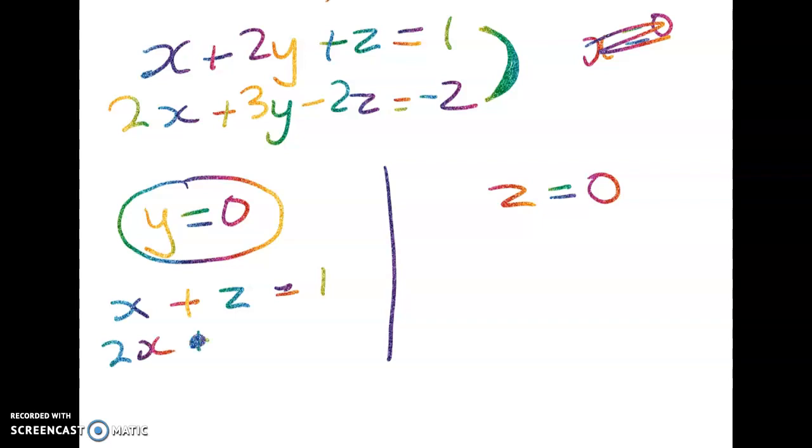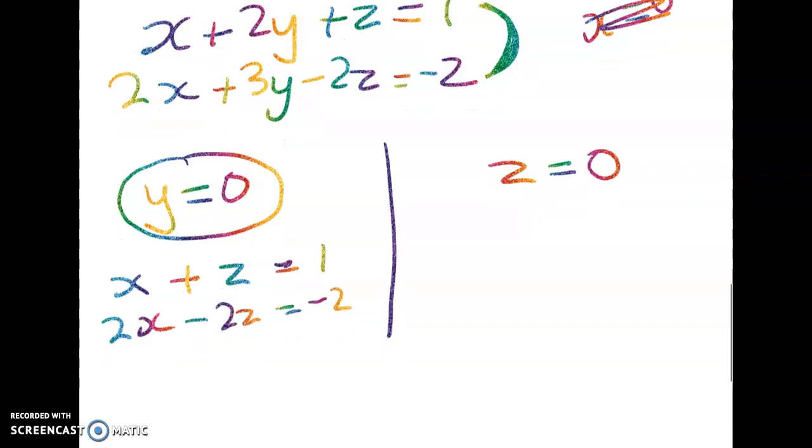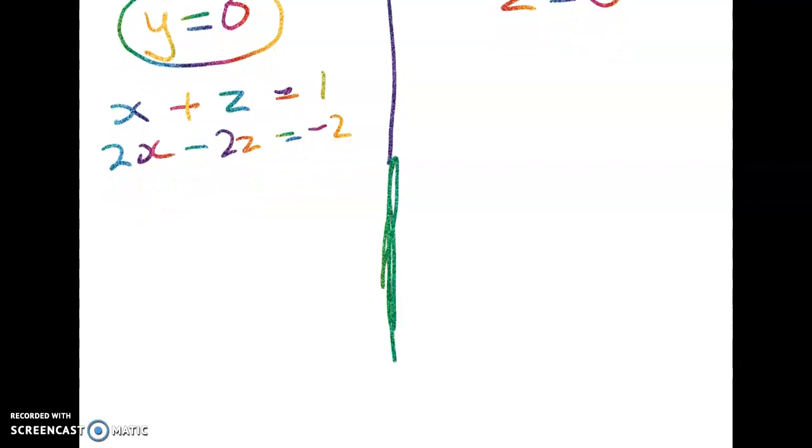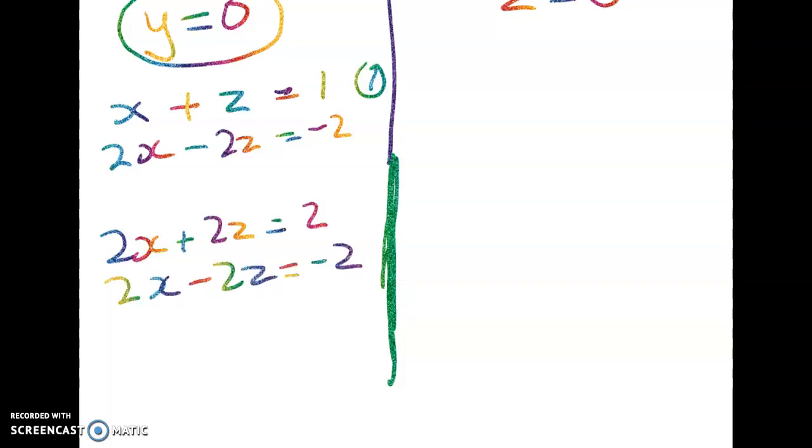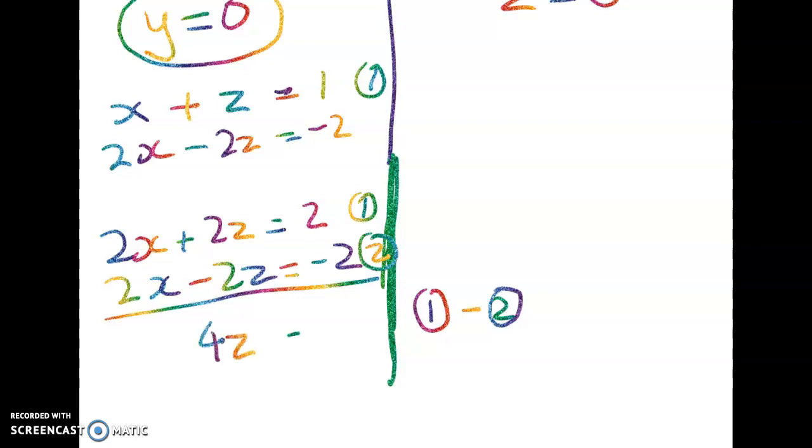Right, so 2x, let's just get rid of that. So 2x minus 2z is equal to -2. Right, so it feels a bit weird. We've just arbitrarily said that y is 0, but it's going to work out fine. I'm going to multiply through equation 1 by 2, and that'll give me 2x plus 2z equals 2. 2x minus 2z equals -2. And I'm now going to subtract equation 2 from equation 1. So this is 1 and this is 2. That gives me 4z equals 4, or z equals 1.